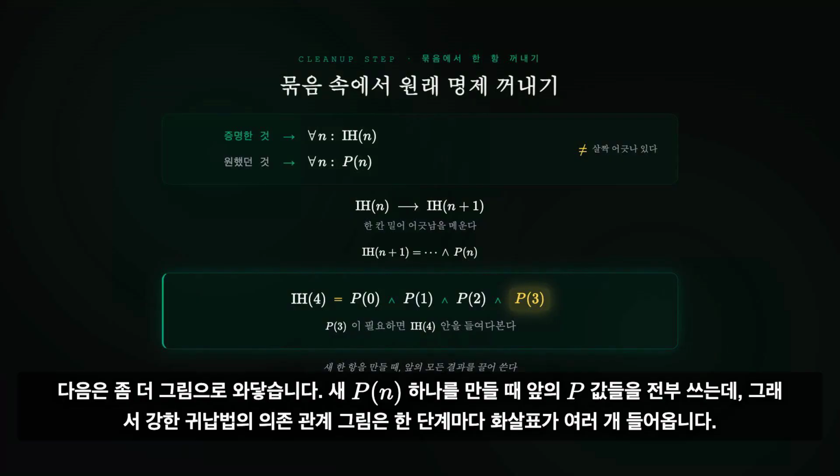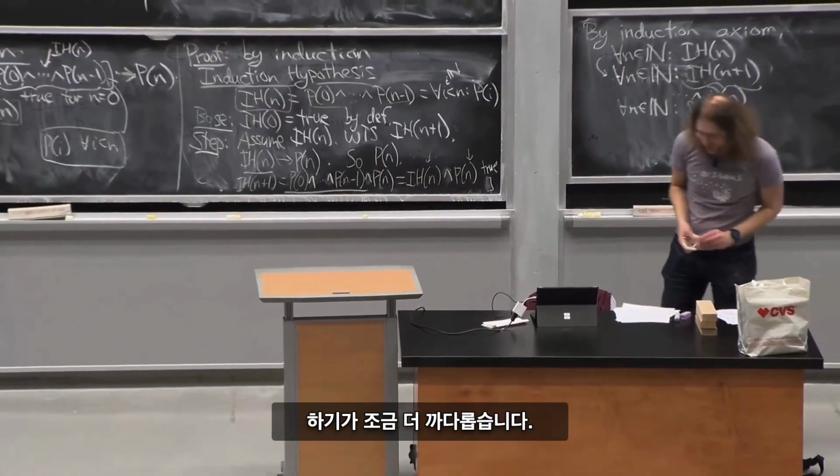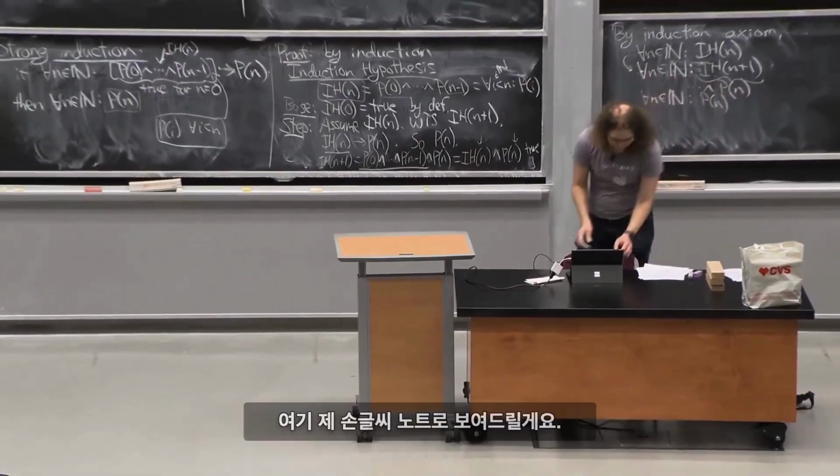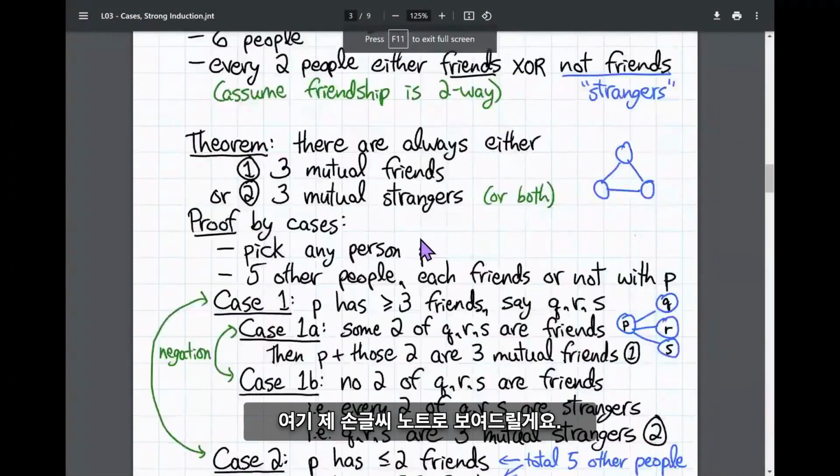다음은 좀 더 그림으로 와닿습니다. 새 Pn 하나를 만들 때 앞의 P 값들을 전부 쓰는데 그래서 강한 귀납법의 의존관계 그림은 한 단계마다 화살표가 여러 개 들어옵니다. It's a little trickier to do. Maybe I will show you in my handwritten notes here.